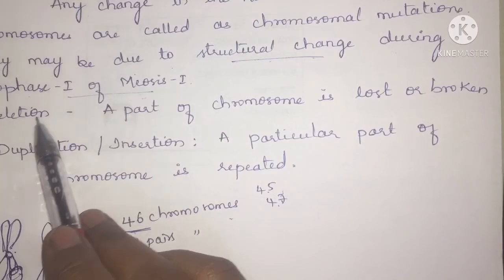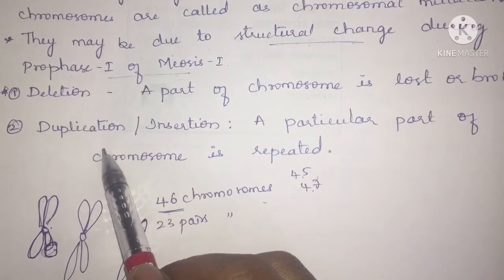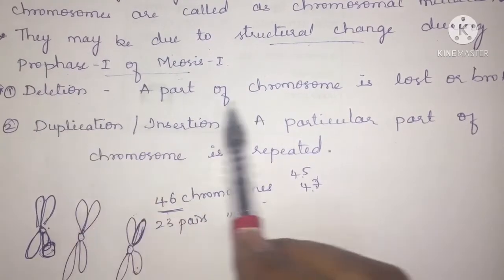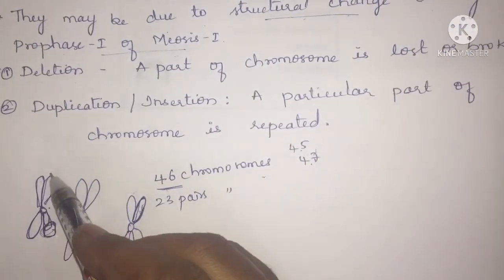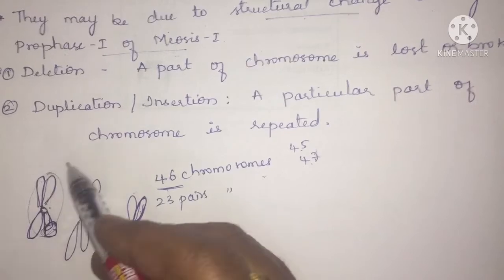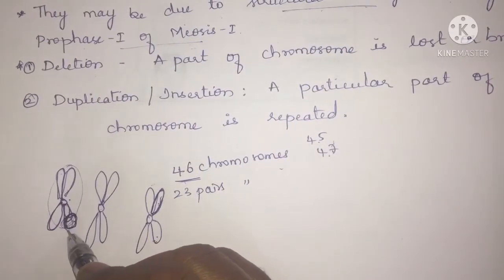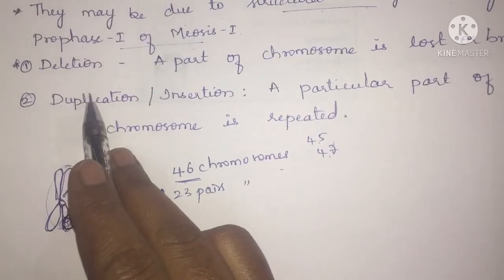We have two types of chromosomal mutation. One is deletion, another one is duplication or insertion. The name itself shows it. Deletion means a part of a chromosome is lost or broken. You can refer to this: a part of a chromosome has been lost. The chromosome is deleted, lost or broken. For that we call it deletion.